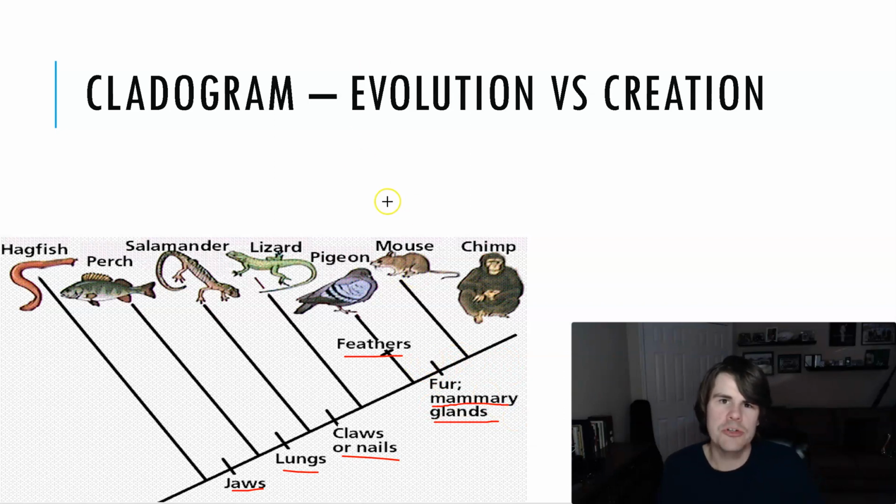So if I were to ask you on this question, is a chimpanzee more closely related to a pigeon or to a lizard? And hopefully you would see that the answer would be pigeon because they're closer together on the cladogram. Now, this is an evolutionary cladogram.